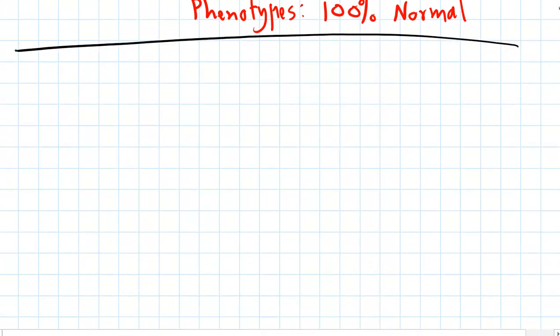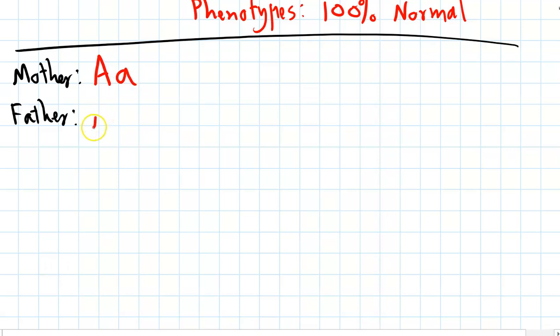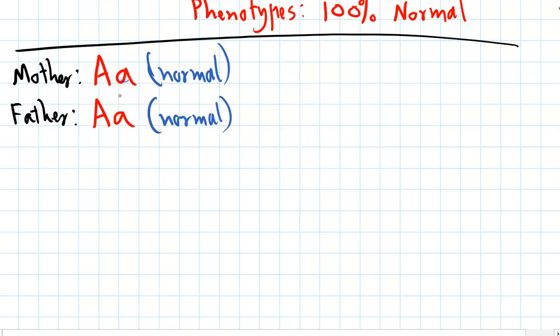Okay, so in this case, let's have the mother and the father. Let's say both of them are heterozygous. So she's got the big A little a genotype, so does he. So they're both normal, but we call them carriers because their phenotype's normal, but they're each carrying a copy of the recessive allele here.